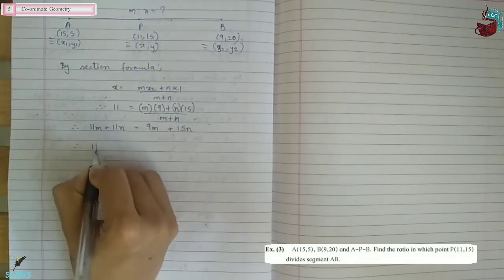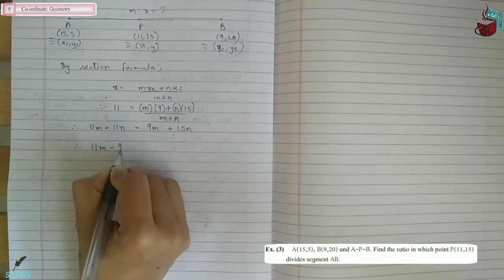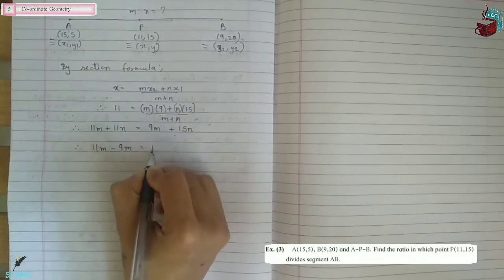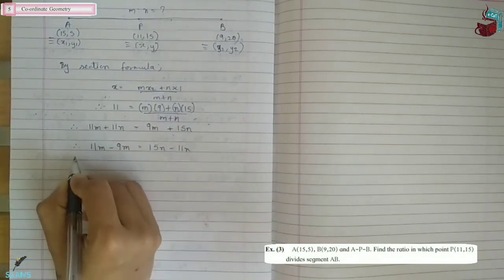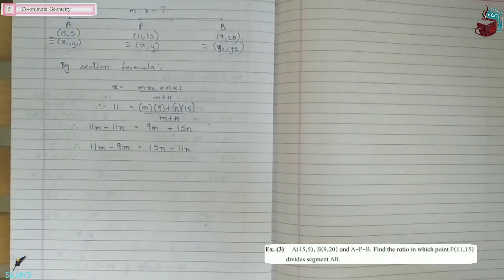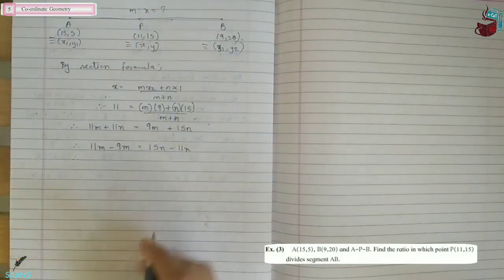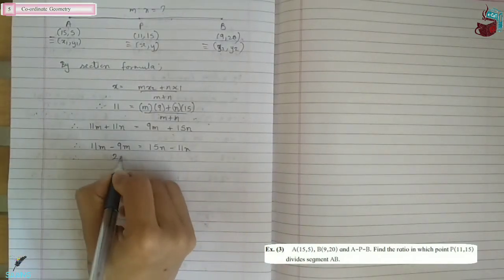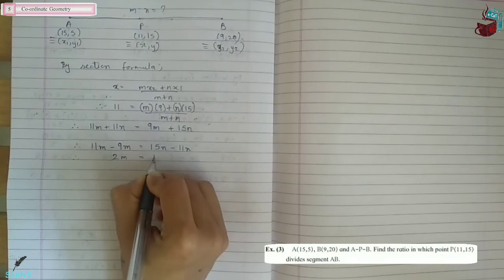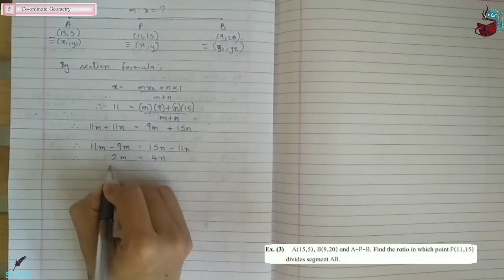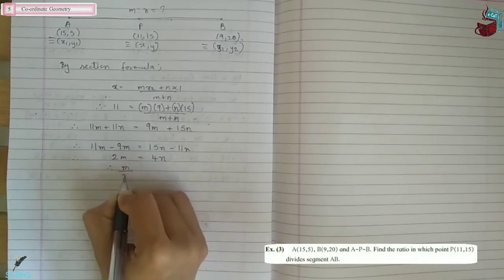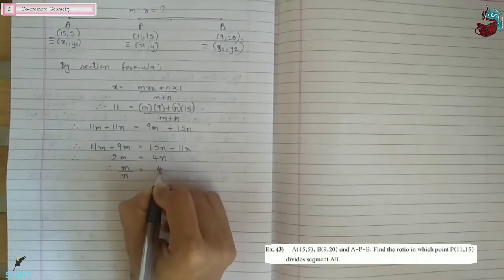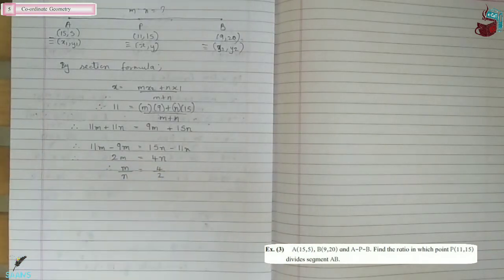Therefore 11m minus 9m is equal to 15n minus 11n. Therefore this becomes 2m is equal to 4n. Now m upon n, what happens? Let's see. m upon n is equal to 4 upon 2. Correct?